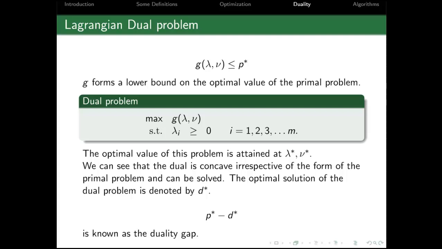We can see that this function g is concave irrespective of the form of the primal problem. So if you go back, we started with the general form of the primal problem, and we have reached g, which is concave. So g can always be solved. The optimal value of the dual problem is denoted by d star. Now we would like to see how far this d star is from the actual value p star. So p star minus d star is known as the duality gap.